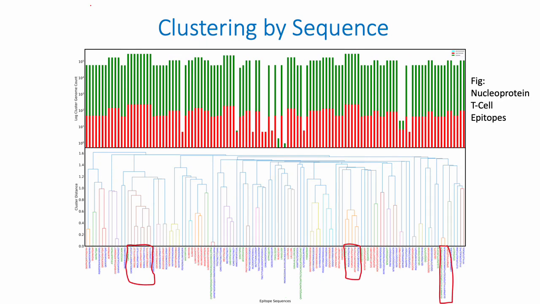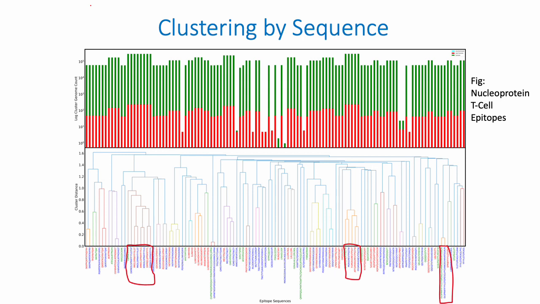So one of the first things we had done after identifying conserved and candidate sequences is that for each class, we performed sequence-based clustering. This analysis was to help visualize or analyze which epitopes are clustering together by sequence and how the presence of these clusters vary across genomes.